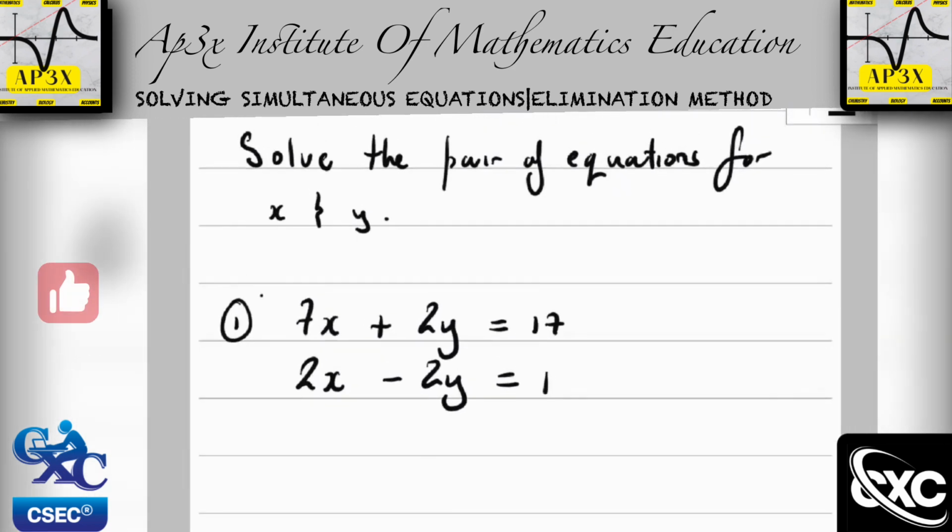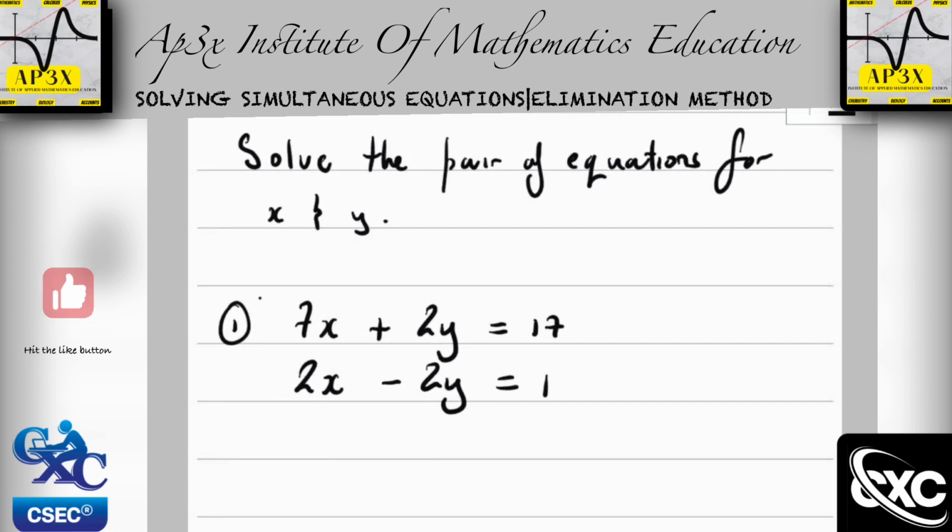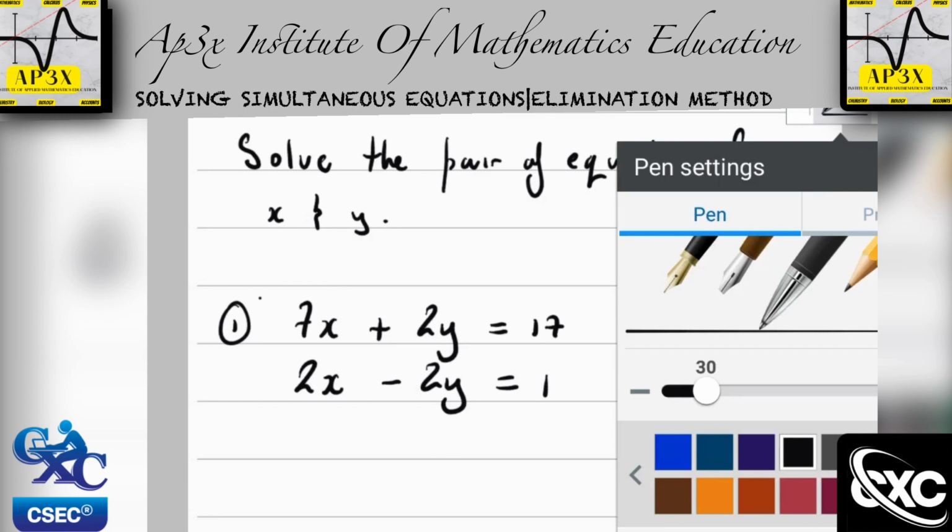Now, the very first question says that we should solve the pair of simultaneous equations for x and y. Okay, and so the very first thing that you need to do is in fact give your equations a name.